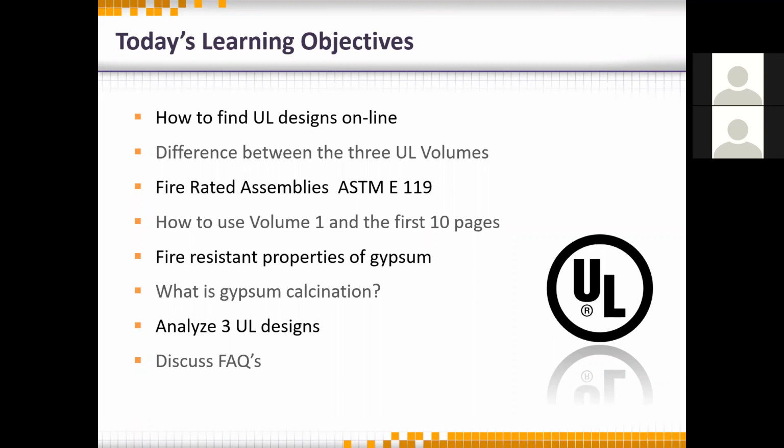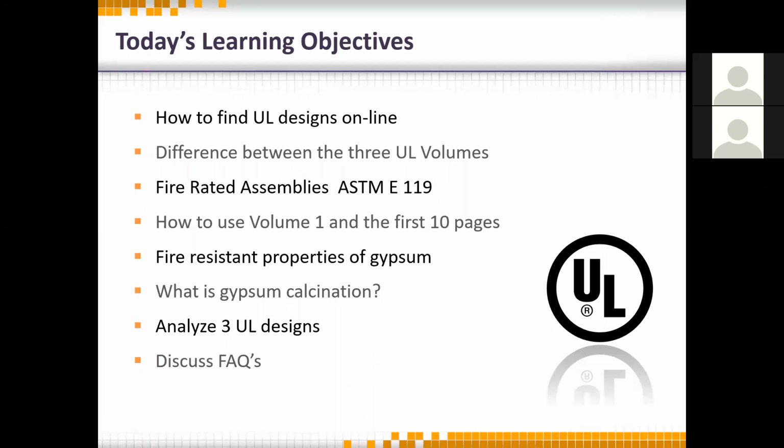The first 10 pages of volume 1 is where all of what I like to call the cliff notes are, or all the things that we can do to UL designs to kind of beef them up, make them bigger, better, stronger. So we're going to show you some of that, not all of it, but we're going to highlight some things for you. We'll talk about the fire resistant properties of gypsum, and that's where calcination comes into play. So we'll define all of that for you.